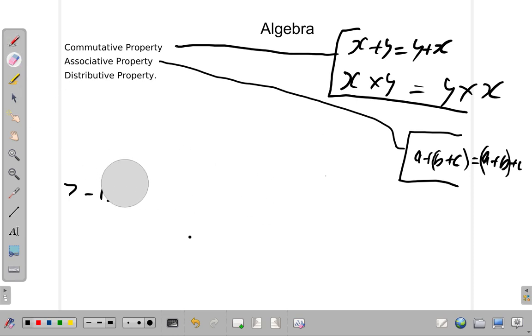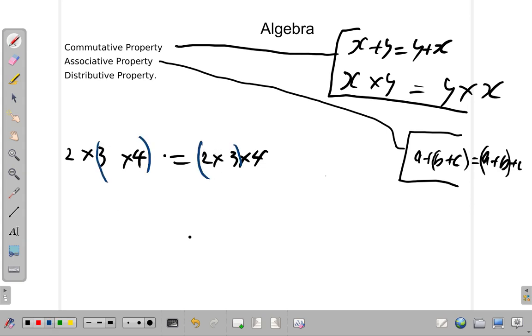Let's try multiplication. Suppose you have 2 times 3 times 4. Let us put 3 and 4 in the brackets here, and let's put 2 and 3 in the brackets here. 3 by 4 is 12. So 2 times 12 is 24. Let's see what happens over here. 2 by 3 is 6. 6 by 4 is 24. So here multiplication has the associative property.